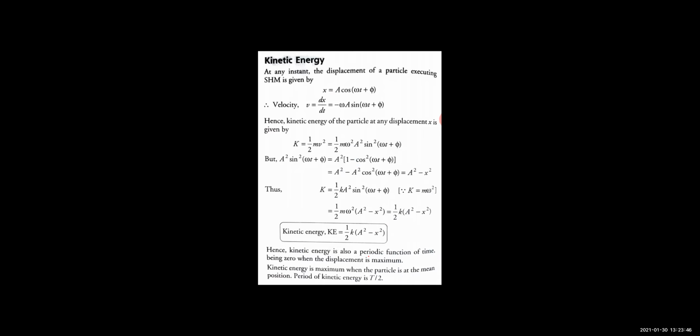Now let's talk about the potential energy children. As the particle is moving away from its mean position, a force will come and the force will say, hey, come back. So that force is F equals minus kx. Now work done is force into displacement.